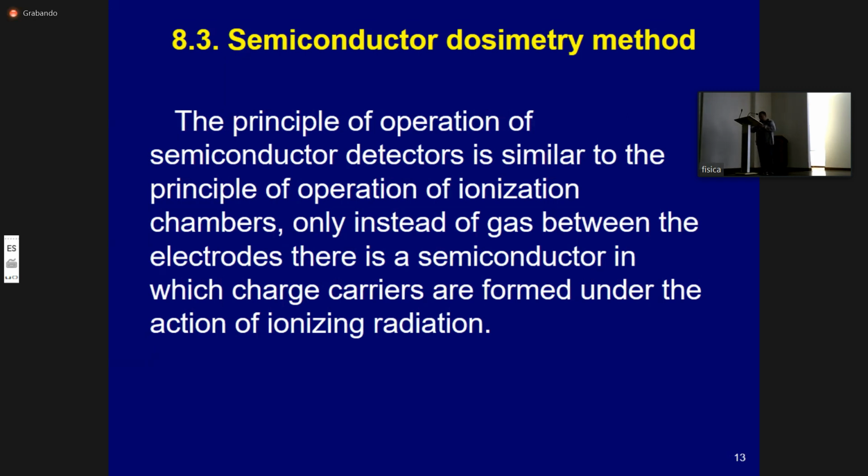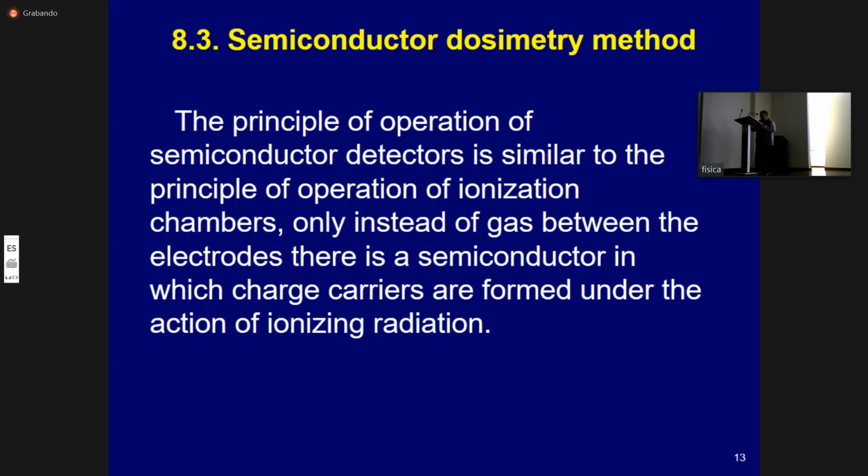The band gap of semiconductors is approximately 3 electron volts, and hence the energy required to form an electron-hole pair is of the same order of magnitude, which is approximately 10 times lower than the average energy of formation of a pair of ions in the gas. You remember that for air it is 34 electron volts.